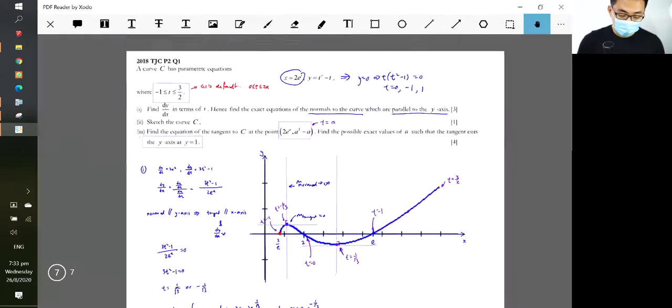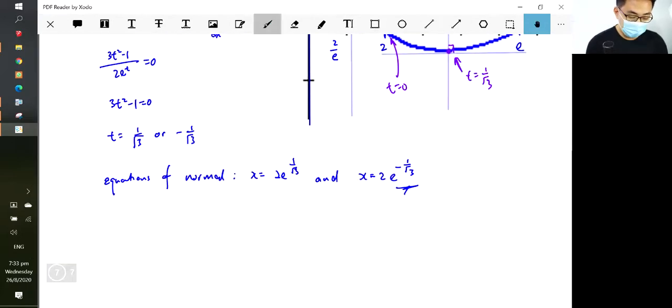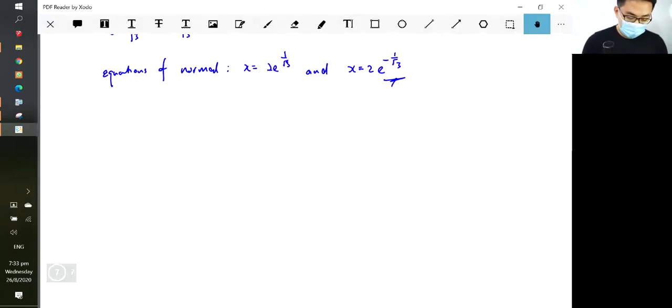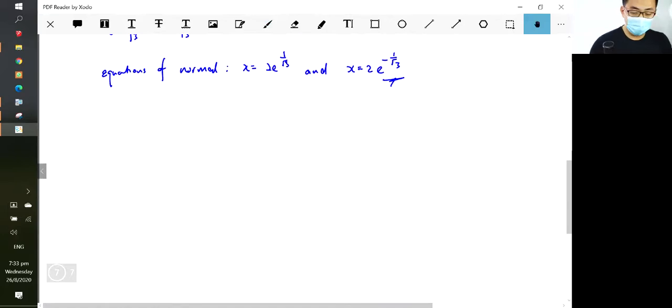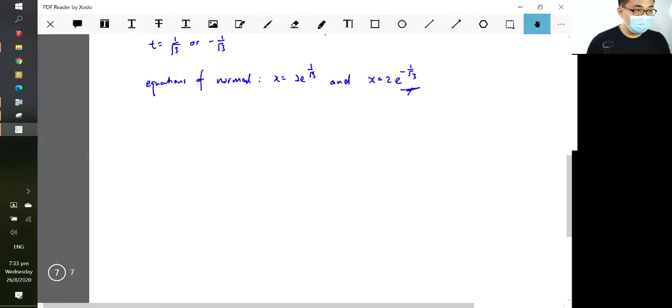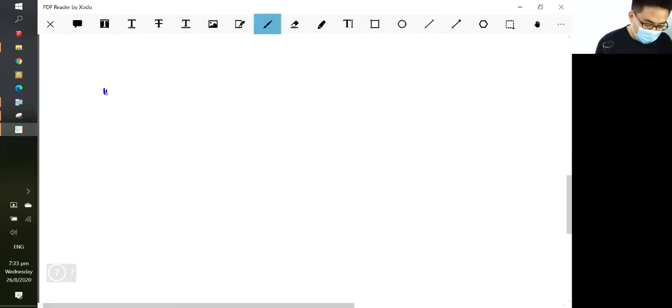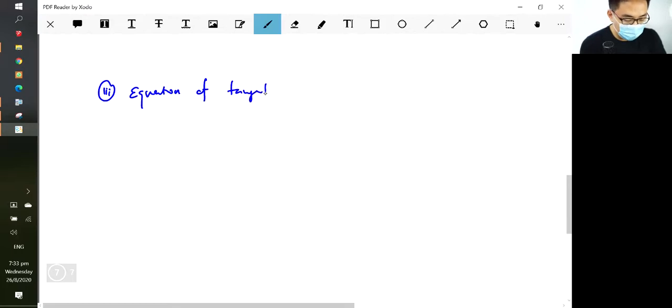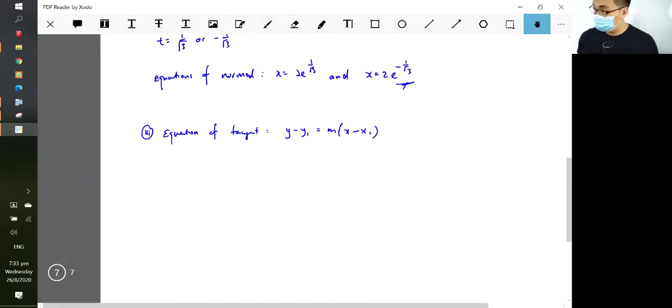So the equation of tangent, we all know. We just do one thing at a time. So I'm just doing part 1, finding the equation of tangent first. It's y minus y1 equals m times x minus x1, right? We all know that. It's very simple.